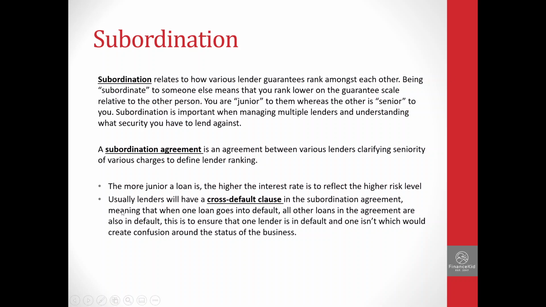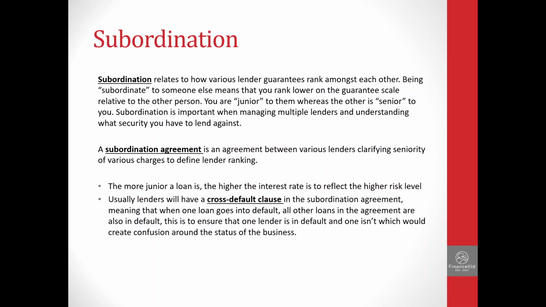And so the more junior a loan is, by the way, the higher the interest rate is. Typically, if you're junior to me, I have seniority over you. Therefore, in a bankruptcy scenario, all the proceeds first go to me to pay off my loan, and whatever is outstanding, you as a junior lender will get. So naturally, if you rank junior to someone, you want to get paid a higher interest rate, because potentially, in a worst case scenario, you're not going to get your proceeds back. So you need to factor in that higher risk level.